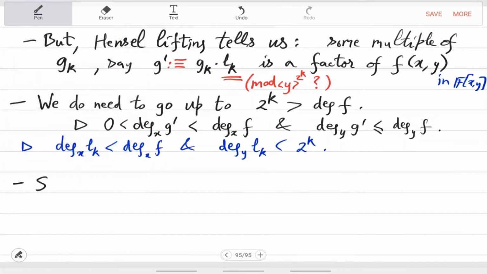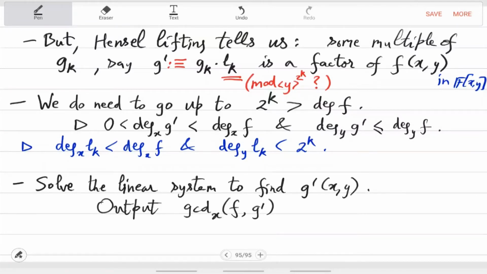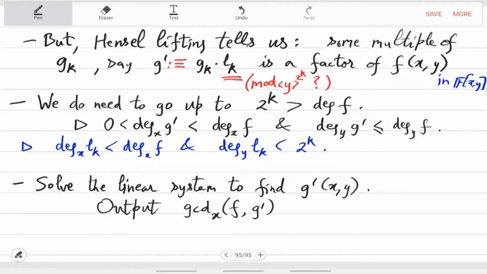Well, there is some modification. What you do is solve the linear system to find G prime of x comma y, then output the GCD of f with G prime with respect to x. Now, if the GCD is trivial, which is 1, that means f is actually irreducible. If the GCD is something non-trivial, then you have a factor. Okay, that is essentially the algorithm. The main steps of the algorithm are these.